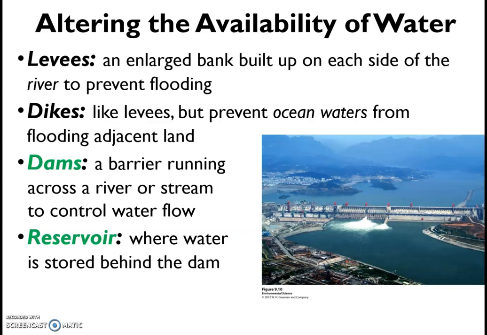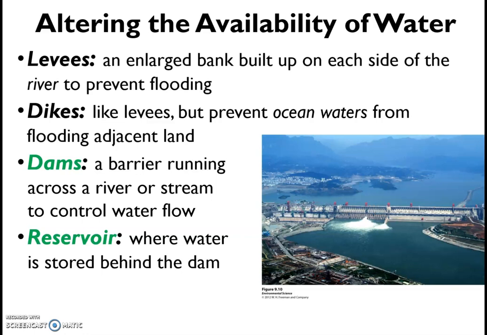You can control water flow. So if there's too much water flowing up here, you can build up your reservoir and prevent it from flooding places that are downriver from the dam. So that can prevent flooding, which is very useful.